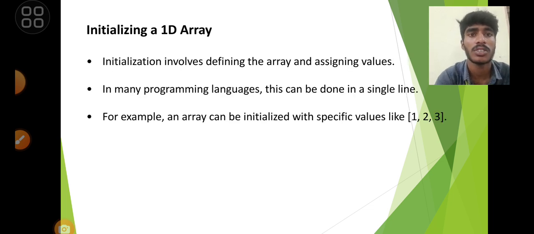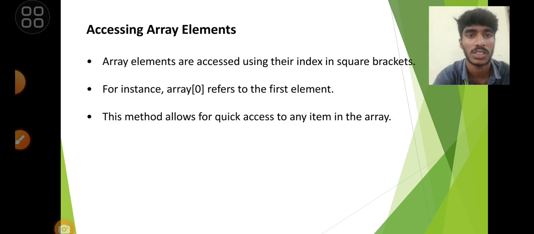Initialization of a one-dimensional array involves defining the array and assigning values. In many programming languages, this can be done in a single line. For example, an array can be initialized with specific values 1, 2, 3.